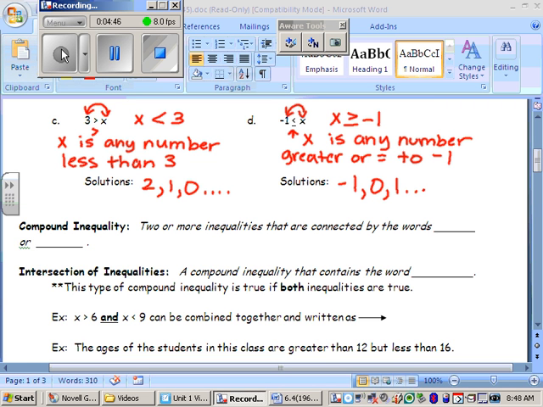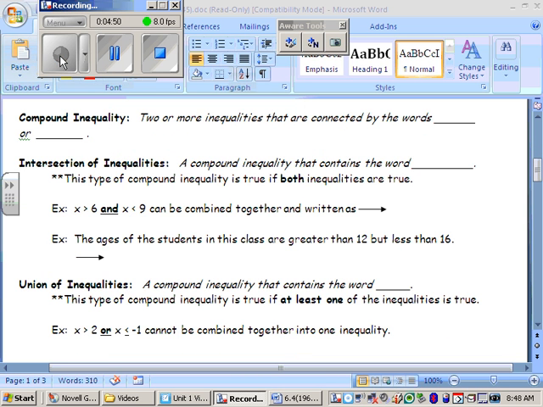Now let's take a look at some information on what a compound inequality would look like. A compound inequality is two or more inequalities that are connected by either the word and or the word or. So again, it's two or more inequalities that are connected by the words and or or.